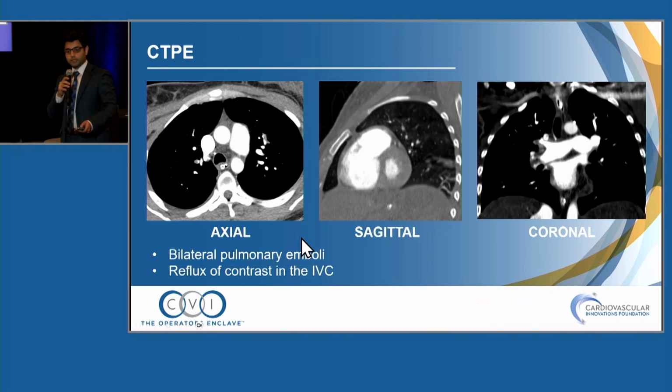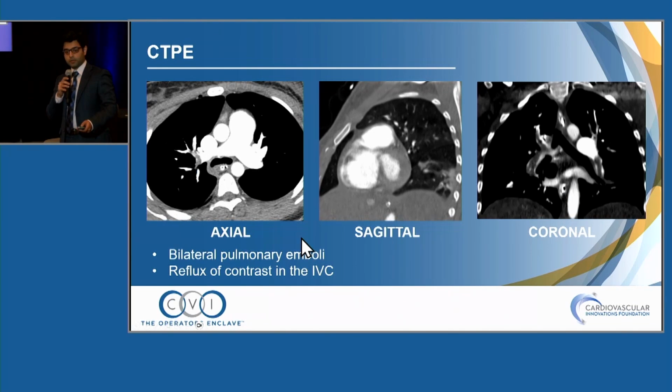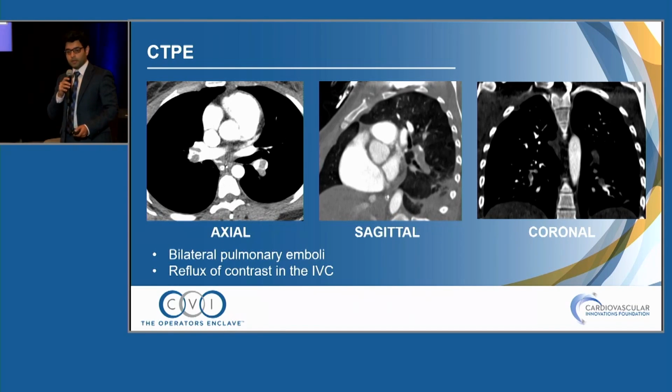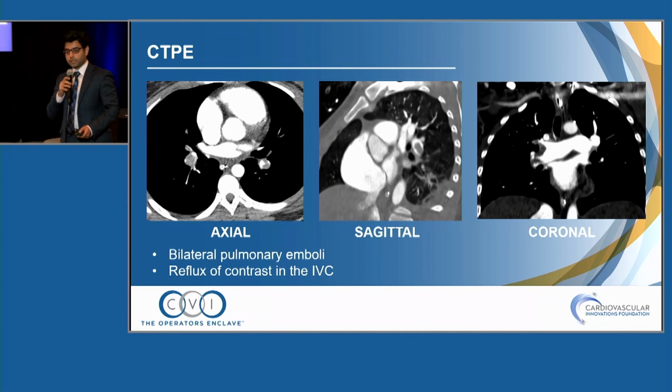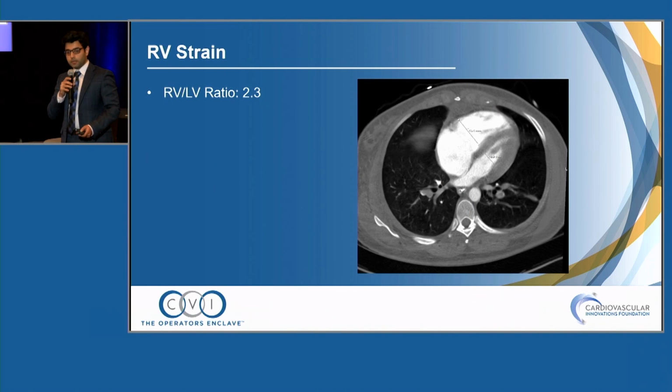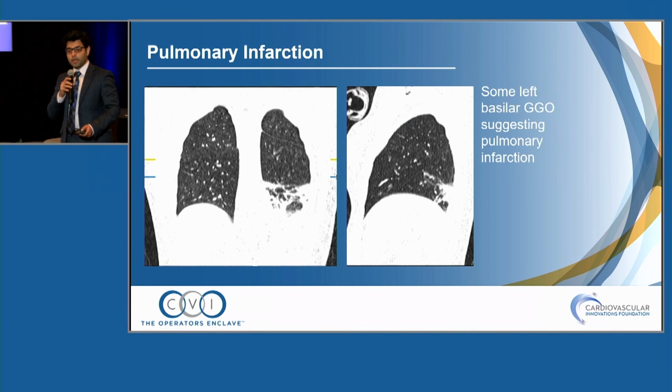As you can see, there is significant clot burden in the right and left main PA, particularly on the coronal image, and there was also reflux of contrast in the IVC. So we now had a diagnosis. There was significant RV strain with an RV to LV ratio of 2.3, and her parenchymal lung imaging showed some left basilar ground glass opacities, suggesting pulmonary infarction.